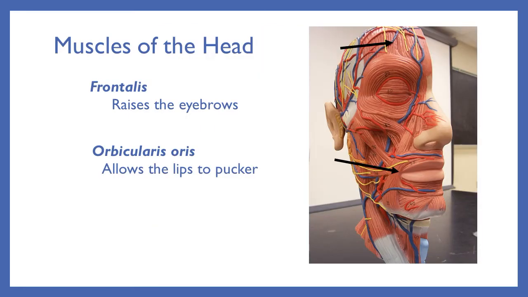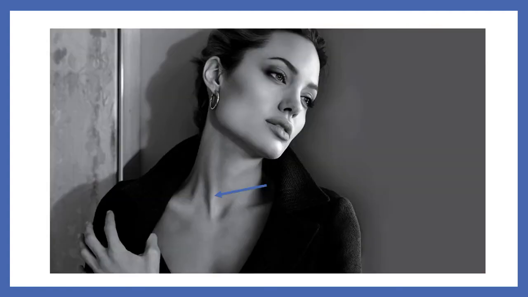The first one, the raising of the eyebrows, that was the frontalis muscle. That is right over the frontal bone on your forehead. To purse your lips or pucker them, you use the orbicularis oris. That's that round circular muscle that surrounds your lips.